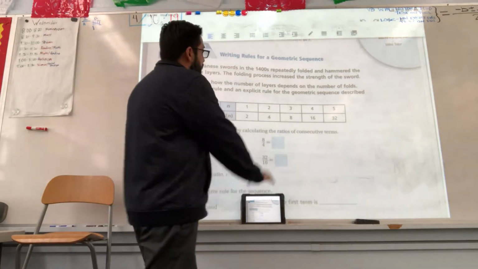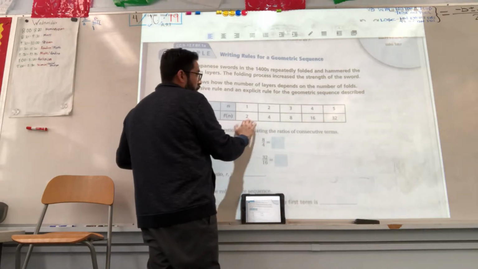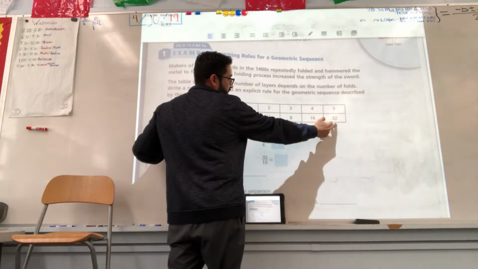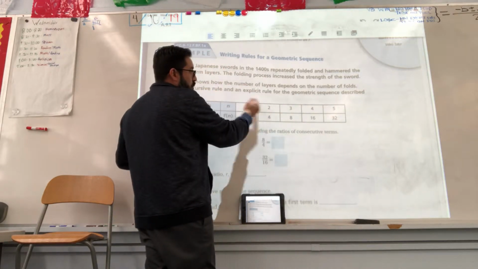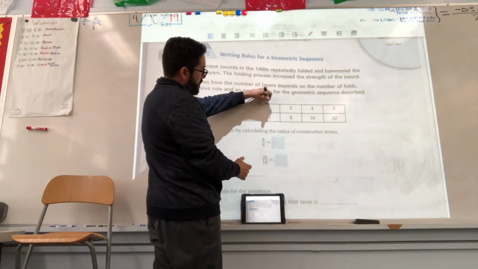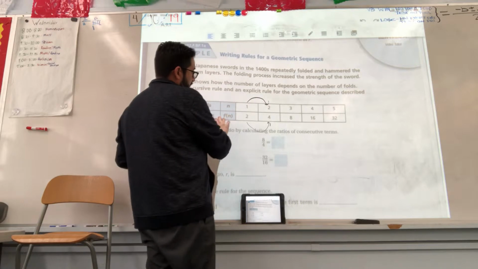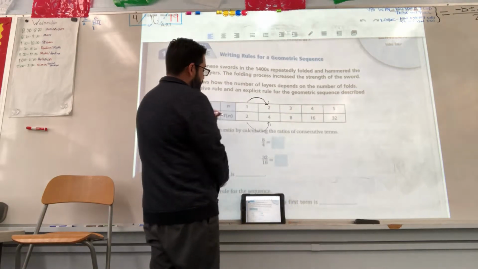As you grow the number of folds, you also grow how many layers there are. You go 2, 4, 8, 16, 32, for 1, 2, 3, 4, 5. So you can see as we grow by 1 on our n value, we grow by double on our function of n value. Okay, and that repeats every time.